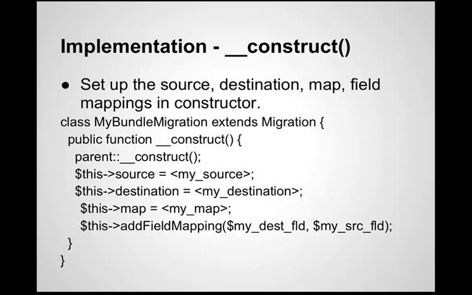So inside the constructor, that's where you set up the source, the destination, the map, and the field mappings. And, you know, in this, I've laid out a very simple version of what it would look like. So this source equals some set of code that you have related to that source. Same with the destination, same with the map, and then when you're adding field mappings, you have this add field mapping with whatever my destination field is and getting connected to the source field.